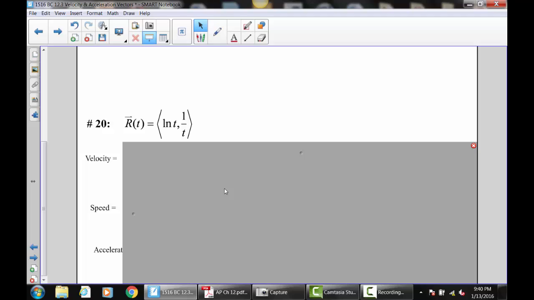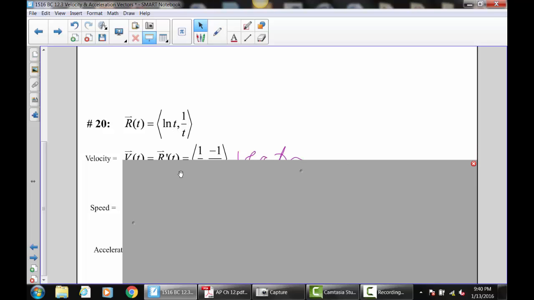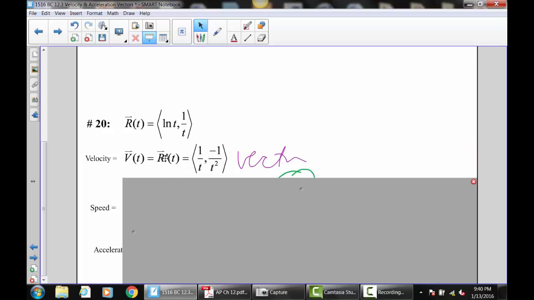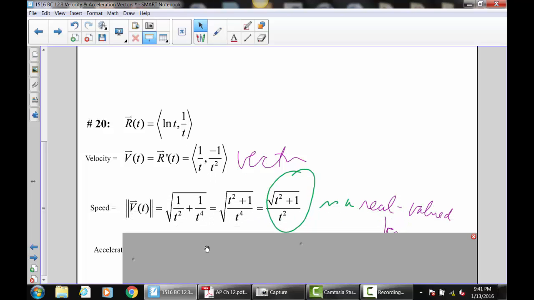Okay, so here's number 20. You have r of t, the position function, whose components are ln t, comma, 1 over t. So the velocity vector, being the derivative of the position vector: the derivative of ln t is 1 over t, and the derivative of t to the negative 1 is negative 1 t to the negative 2, which is negative 1 over t squared. Make sure you understand this is a vector. However, the speed is the magnitude of that velocity vector, so it'll be the square root of the sum of the squares of the components of the velocity vector.